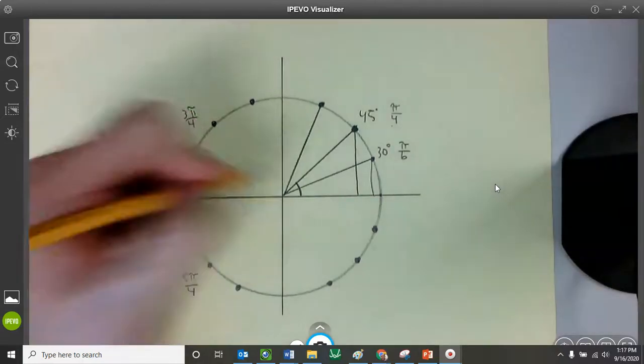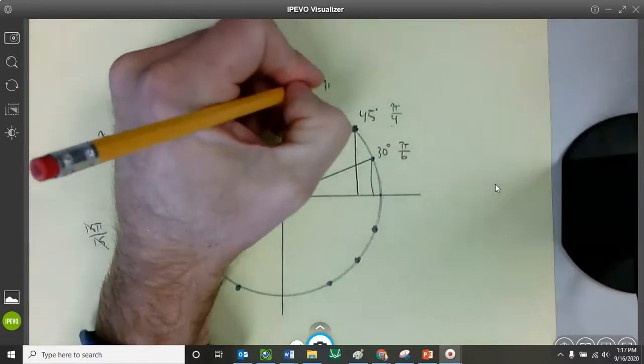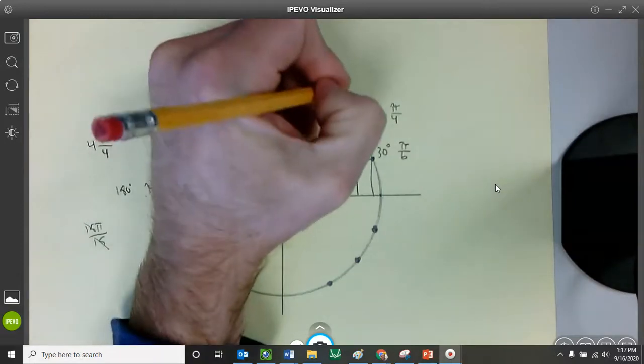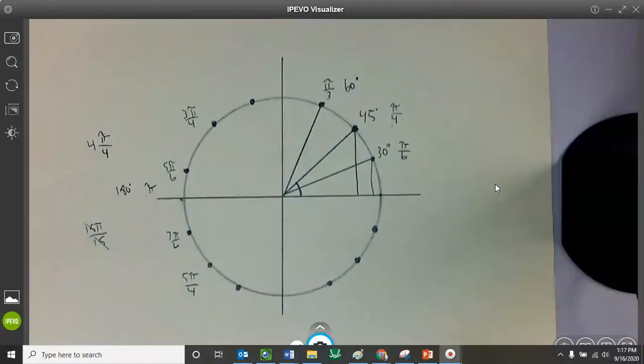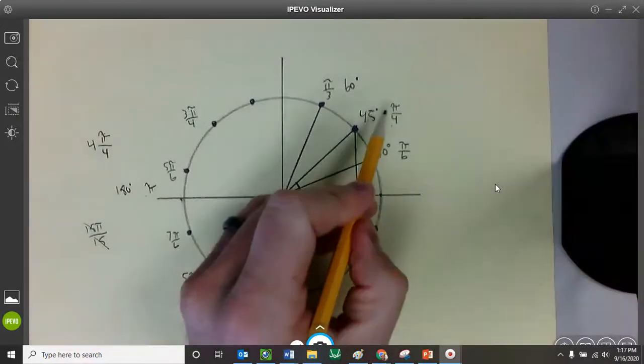Okay? I'm going to leave the pi over 3 for you. Pi over 3 is 60 degrees. Again, you can fill this out all on your chart, and then go around the circle with it. Let's try to get over here into the fourth quadrant. Let's go back to the pi's over 4.